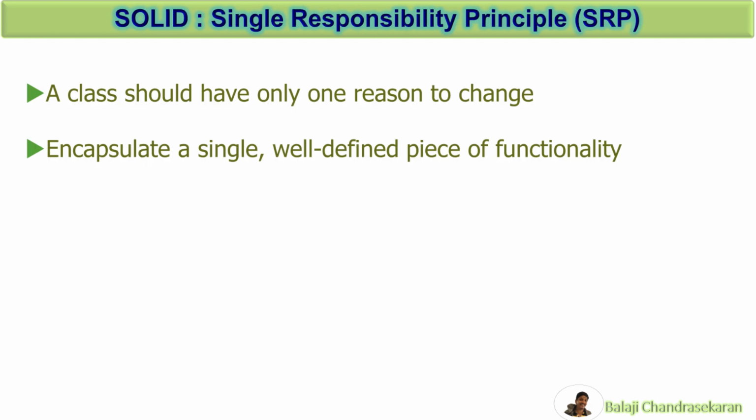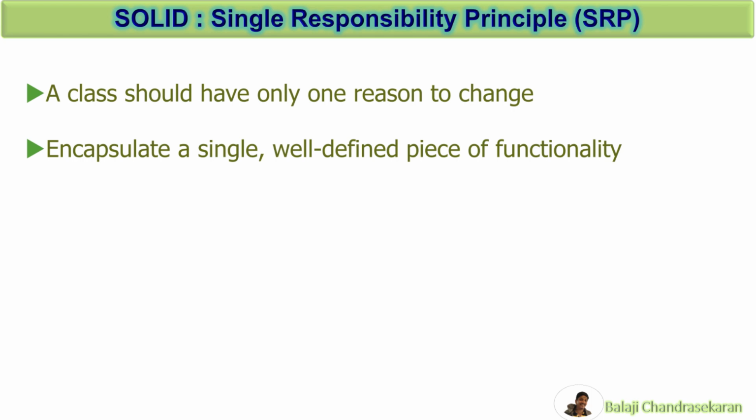The Single Responsibility Principle, SRP, is the first of the SOLID design principles. It states that a class should have only one reason to change, meaning it should have a single responsibility. In other words, a class should encapsulate a single well-defined piece of functionality. When a class has multiple responsibilities, it becomes tightly coupled to different parts of your application. This makes it more challenging to maintain and test.